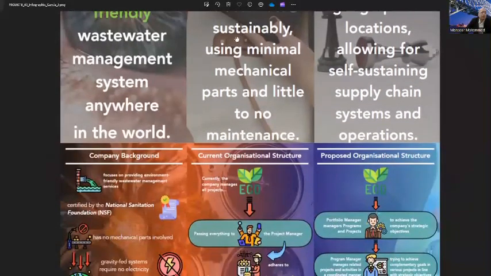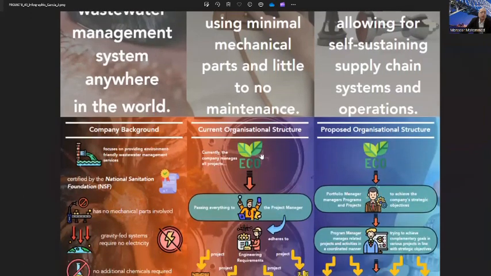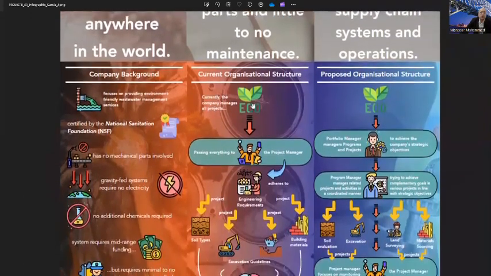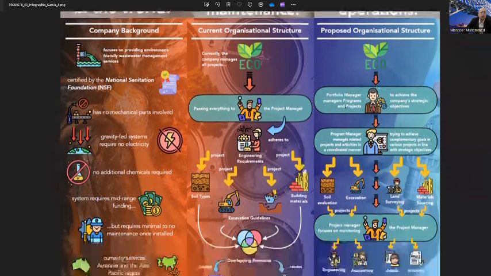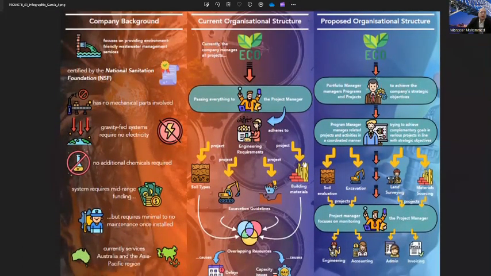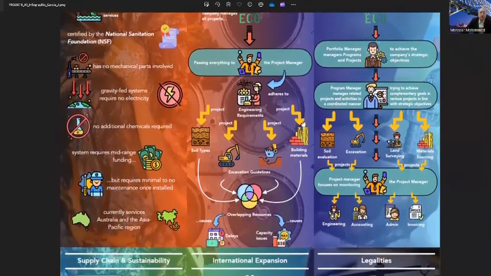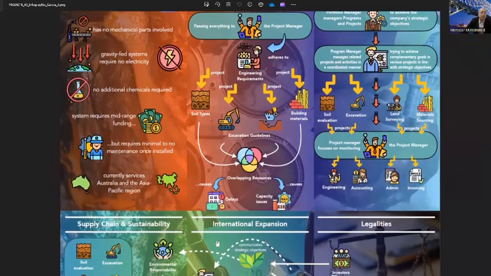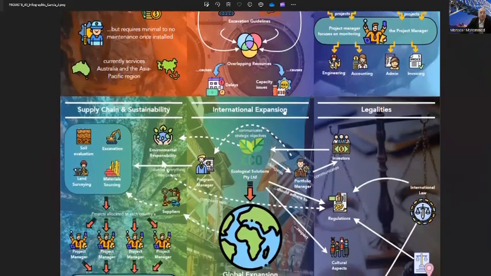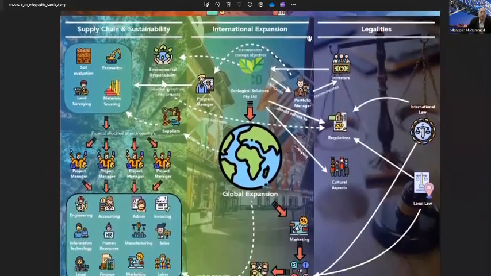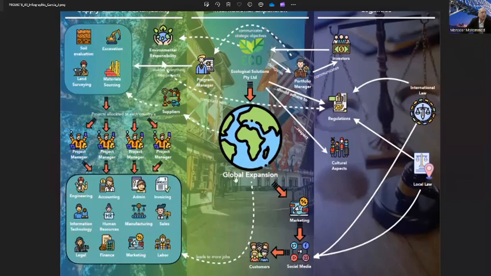Okay. So company background, organization structure, proposed organization structure. So this is what I was mentioning. Current organization structure and proposed organization structure could be given, right? And also talk about the role of a portfolio manager, program manager, project manager, right? Supply chain, sustainability, right? So all the things which were there from the case study have been clearly articulated and mentioned in this example. Okay, so this is the second example.